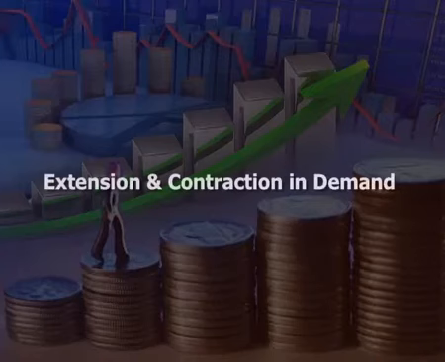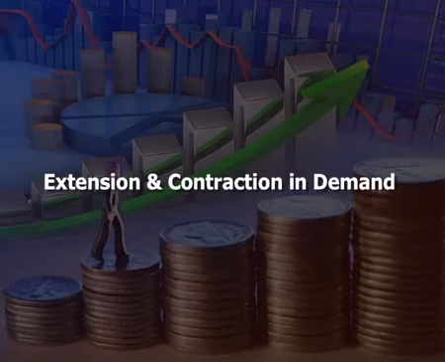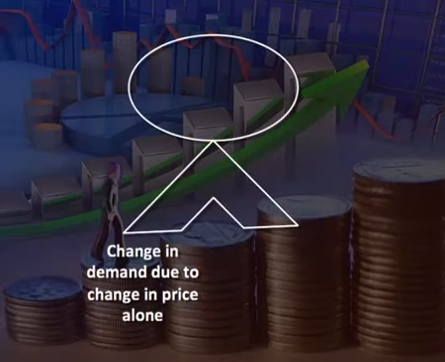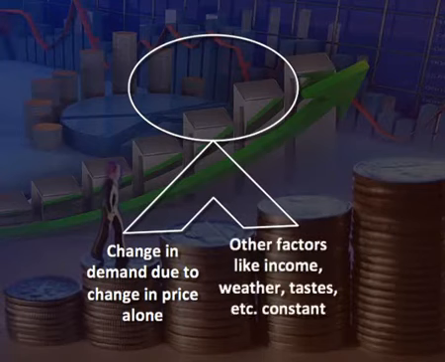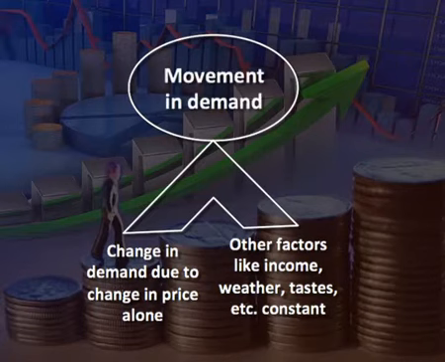Now, what do you mean by extension and contraction in demand? When quantity demanded of a commodity increases or decreases due to change in price of that commodity only, other things remaining constant, the buyer moves to different points on the demand curve. It is called extension or contraction in demand. If the price of a commodity decreases, the buyer demands more of the commodity and this is called extension in demand. On the other hand, if the price of the commodity increases, the buyer demands less of the commodity and this is called contraction in demand.